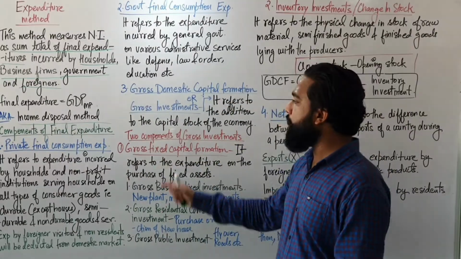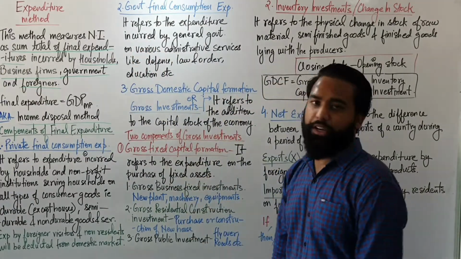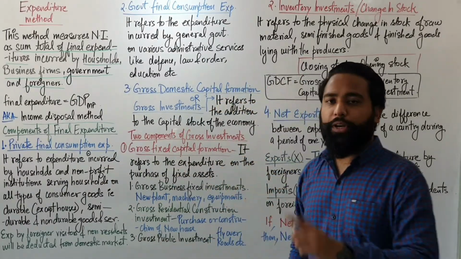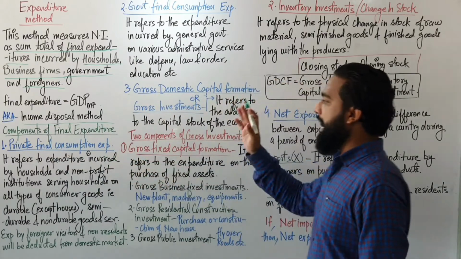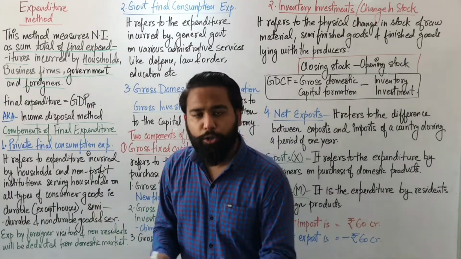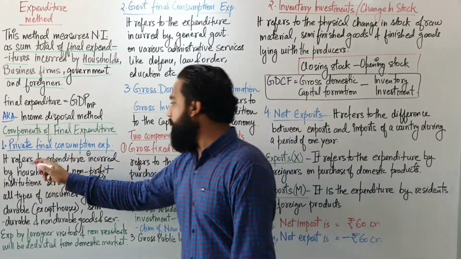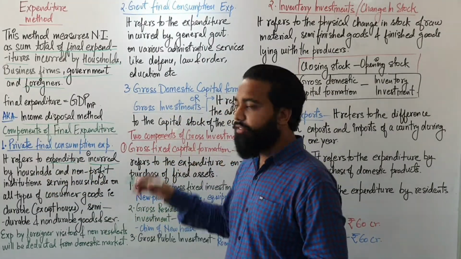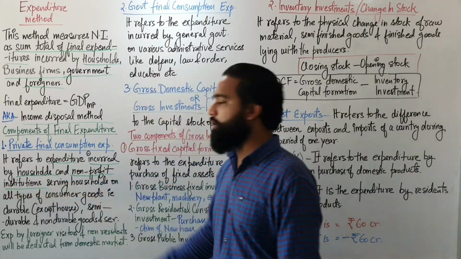Now we are going to continue with the components. What are the components of final expenditure? Let's start. The first component is private final consumption expenditure. This includes all the households and all the non-profit organizations. It is the total expenditure done by the households and non-profit institutions.